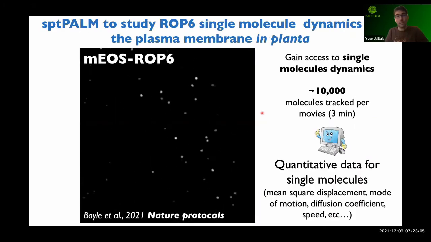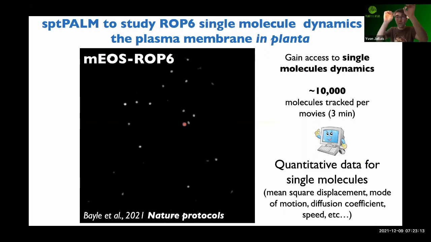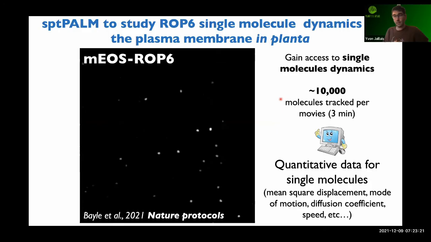Here I show you a typical movie with 20 millisecond exposure time. Each of these dots is a single molecule of mEos-ROP6, moving within the plane of the plasma membrane. We usually do 3-minute movies, so basically 10,000 images, and we can reliably track 10,000 molecules per movie. Then we can pool all these cells together and have huge statistical power to analyze the dynamics of these molecules.